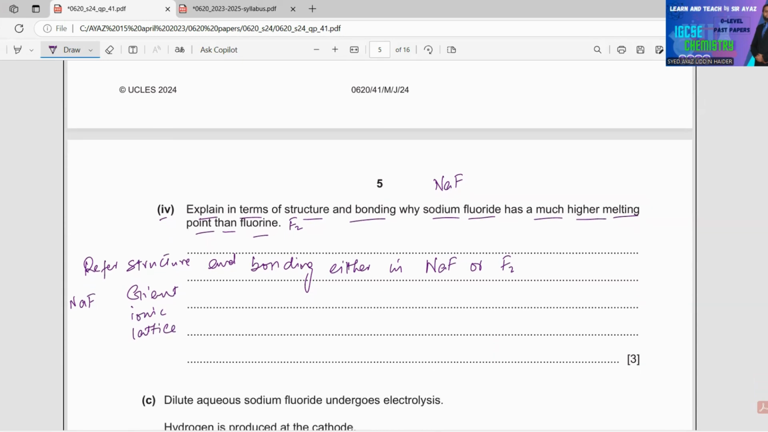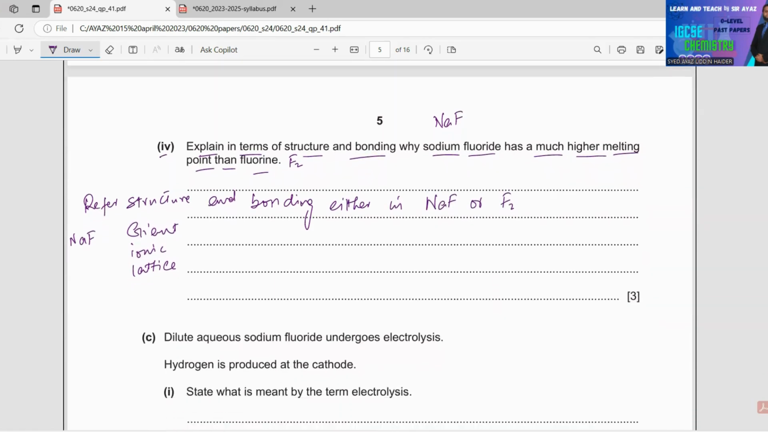And for bonding, what will you write? Strong electrostatic force between positive and negative ions.